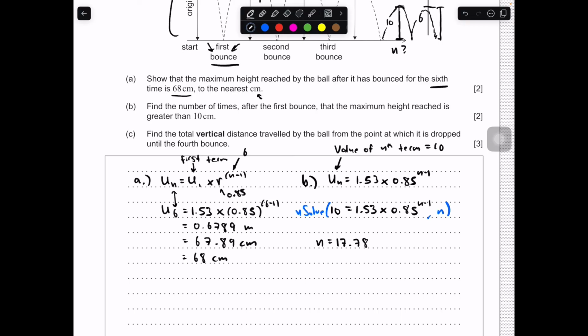At 17 bounces, we're still greater than 10. At 18 bounces, we would be less than 10 centimeters because each bounce we're decreasing. We don't really have 17.78 bounces. We only have whole number for our bounces. So in this case, the number of times after the first bounce that the maximum height reached is greater than 10, n would be equal to 17. After the 17th, once we reach the 18th, we'd be smaller.